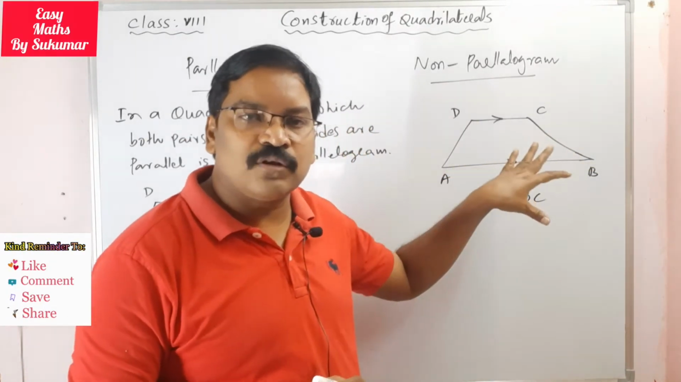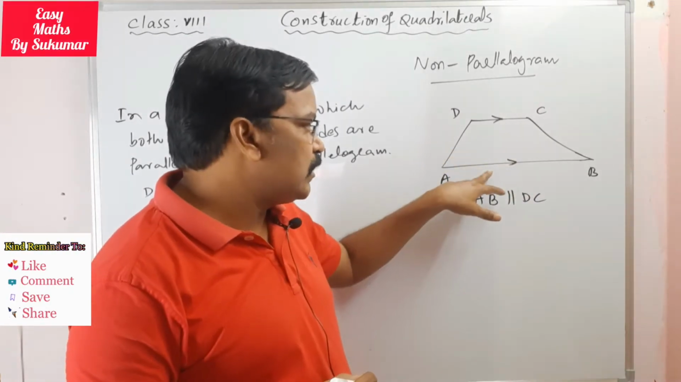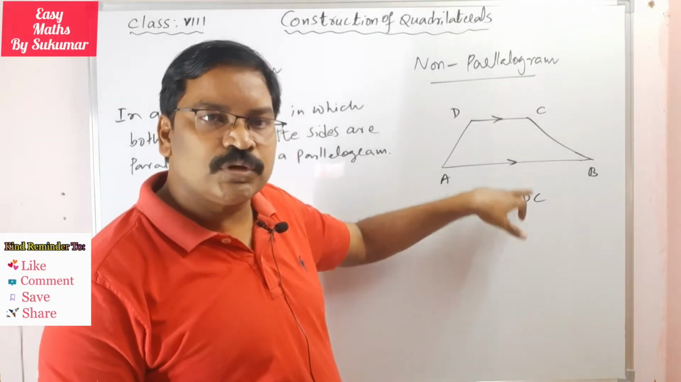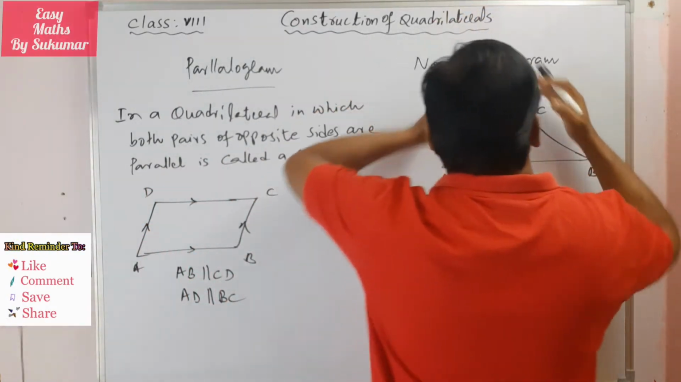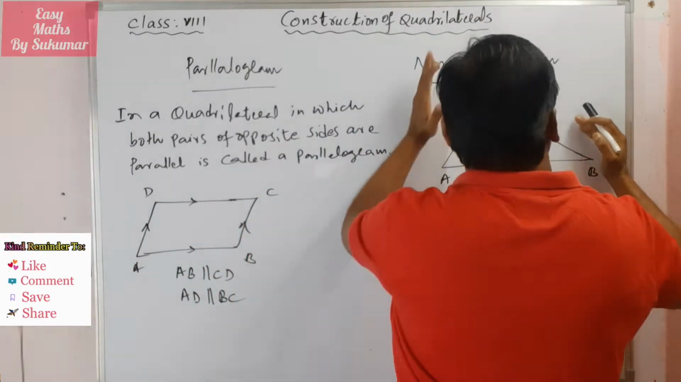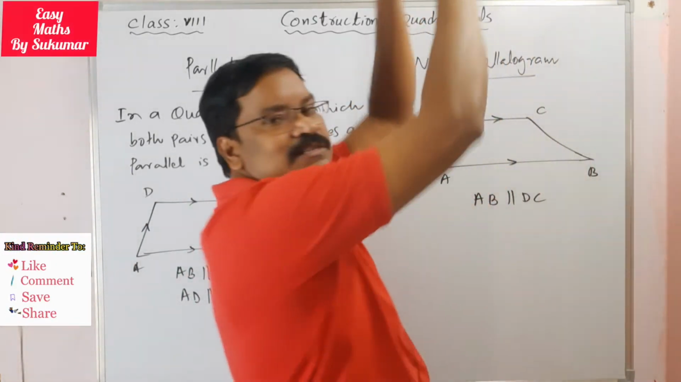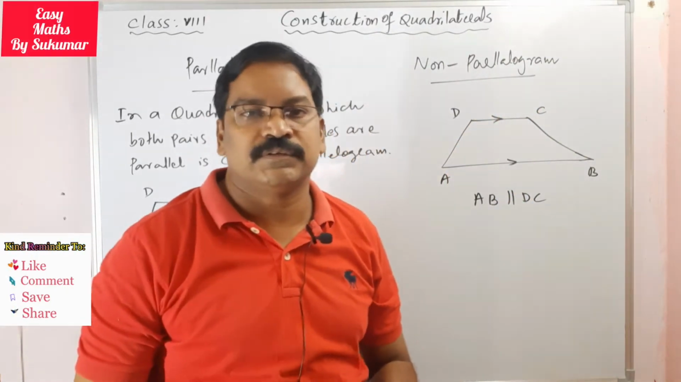In this non-parallelogram, for example in a trapezium, only one pair of opposite sides is parallel. But these two sides are not parallel. They may intersect somewhere. If you produce these two sides, AD and BC, then they may intersect somewhere. So these two sides are not parallel to each other.